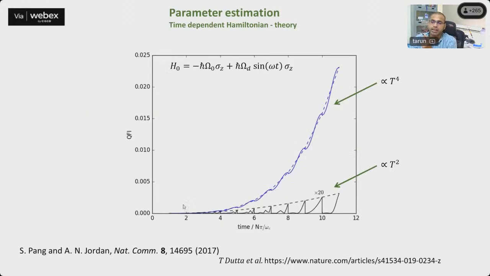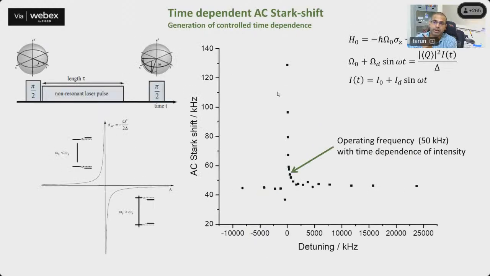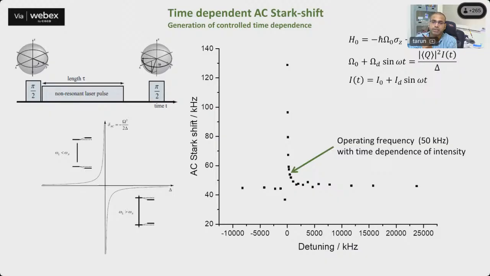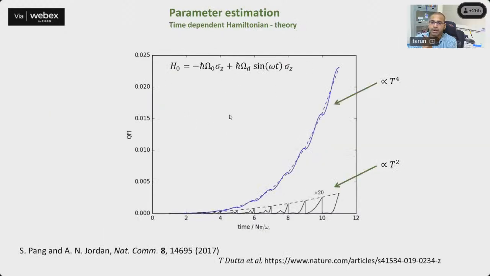So here, this is the theoretical simulation. If you have only this Hamiltonian, where there is no control Hamiltonian, I'm talking about this optimal control Hamiltonian which we are applying on top of this Hamiltonian, then if we measure the QFI, it scales as T squared. But when we have that extra optimal control Hamiltonian, the QFI scales as T to the power 4. This is from theory, and this is done by this group. So they have the theory.